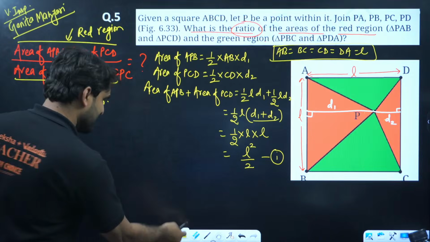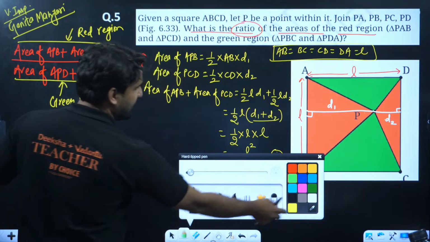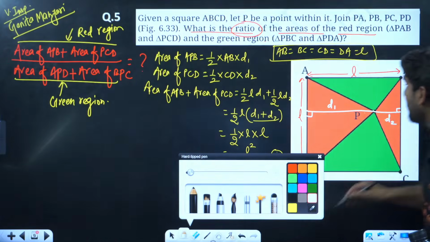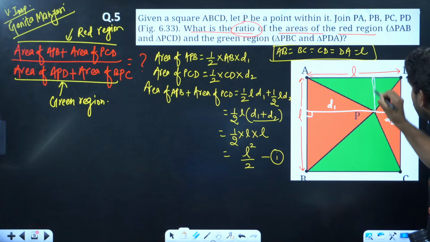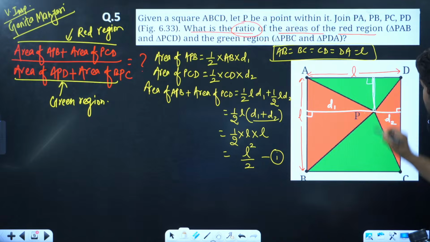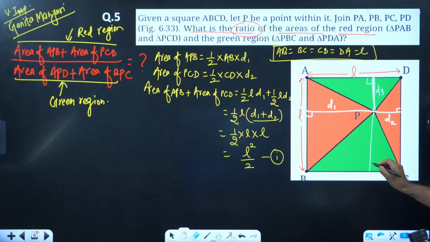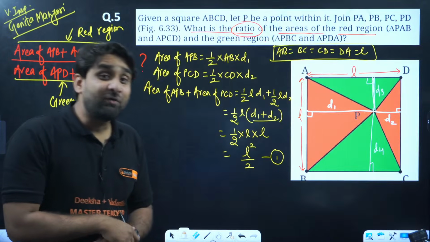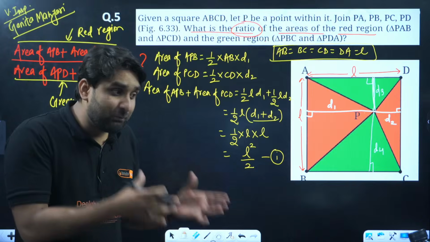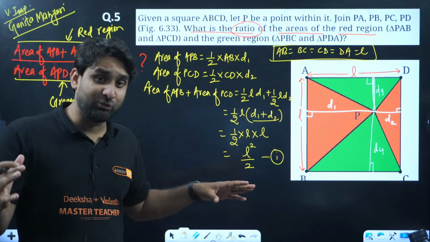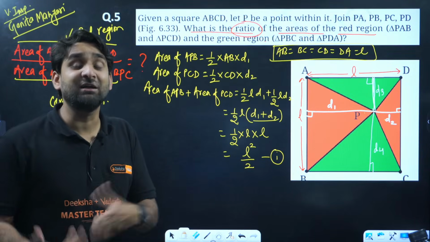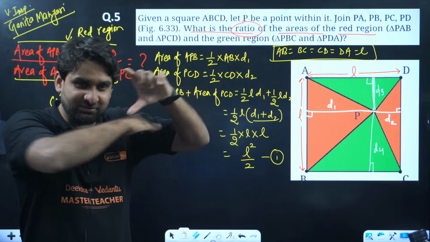Now let's move to the green part. To operate with the green part, we have to draw perpendiculars again. So let's draw a perpendicular here, and let's say I'm calling this D3, and one more perpendicular in this triangle, I'm calling this D4. Clear everyone? Why do we require perpendiculars? So that we can apply the 1/2 base into height formula. To calculate the area of any triangle using half base into height, we require base and height. And height means the line which is perpendicular to a base, a single line.